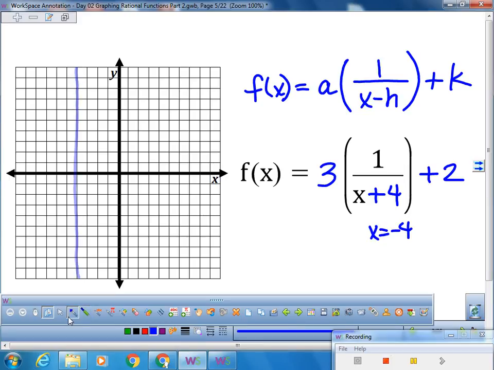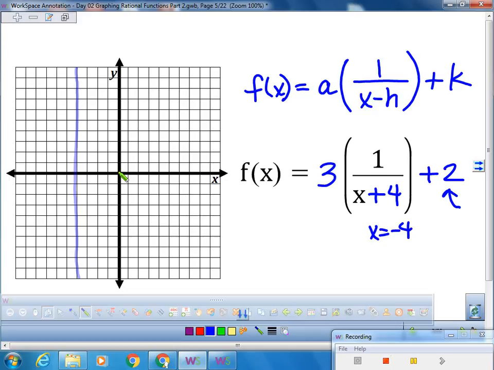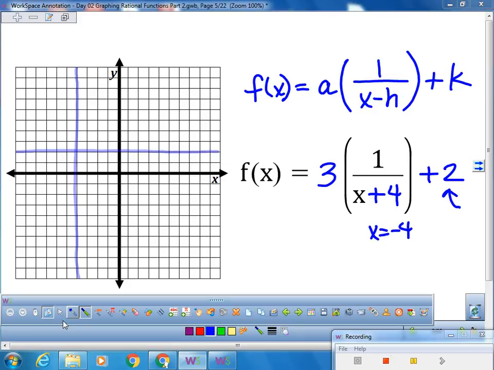Then this one is a vertical shift. You guys, I need you to stop talking, please. Thank you. So here, I'm going to go a vertical shift up 2. And this A right here means I'm going to stretch my graph by 3.